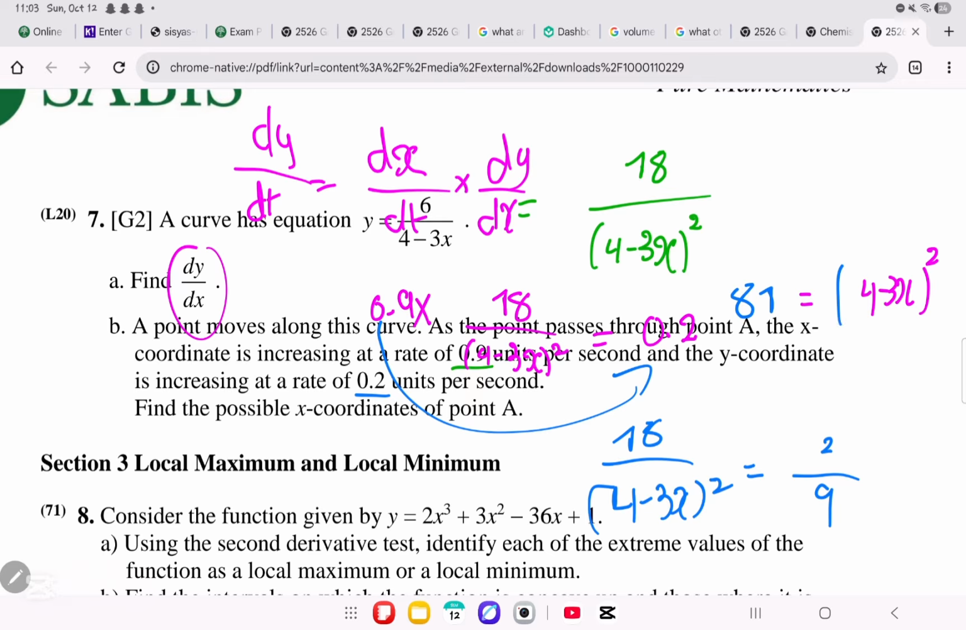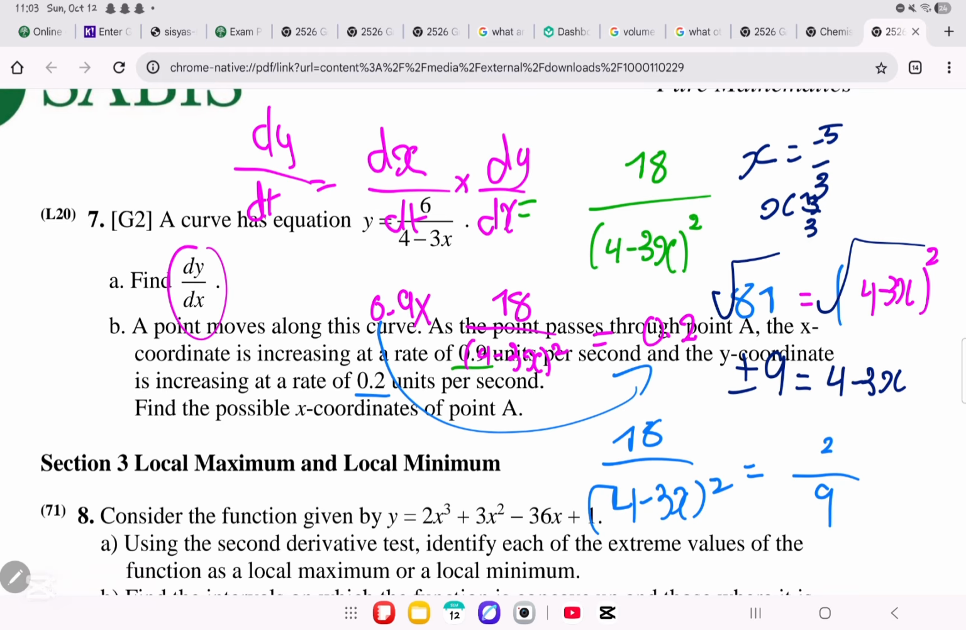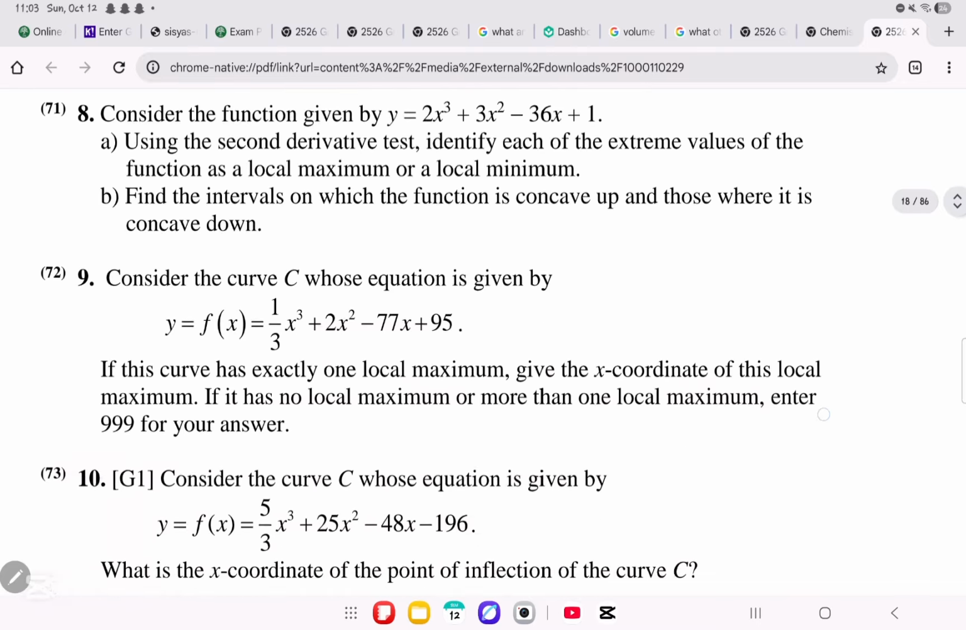Now, what do you do? Radical here and radical here. So you have plus minus 9 is equal to 4 minus 3x. So that means x can be either equal to minus 5 over 3 or 13 over 3. That's it for 7. We move on to 10.